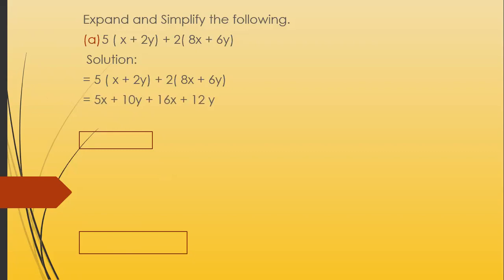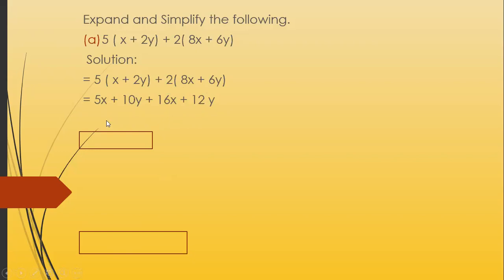First 5 multiplied by x results 5x, and 5 multiplied by plus 2y results 10y, whereas we will put the sign of plus which is in between, this plus sign, whereas we have 2 multiplied by 8x, it results 16x. Then we have plus 2 multiplied by plus 6y, it results plus 12y. Now we have plus sign in between the terms. So we will arrange like terms.